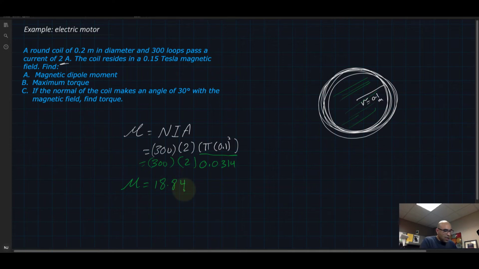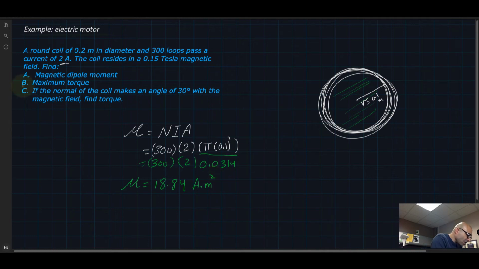18.84, and now let's look for the unit of the magnetic dipole moment. N is the number of loops, that's an indication, it's not a unit basically. I is amps, and A is meters squared. So it's going to be amps dot meters squared, and that's the unit for the magnetic dipole moment.